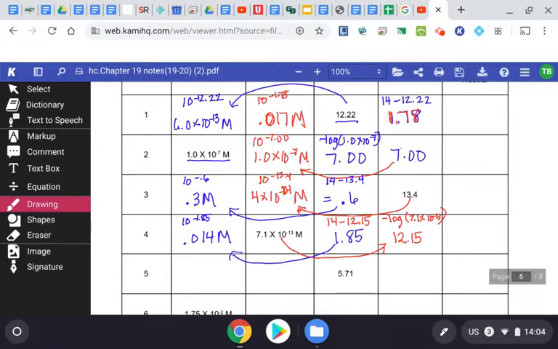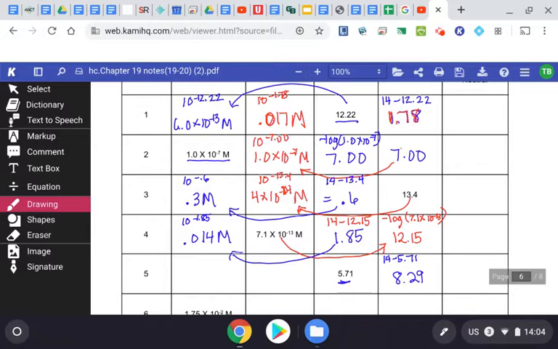All right, now we're going to look at solution number 5. With solution number 5, I am given a pH. From that pH, I can calculate my pOH. 14 minus 5.71. That comes out to be 8.29.